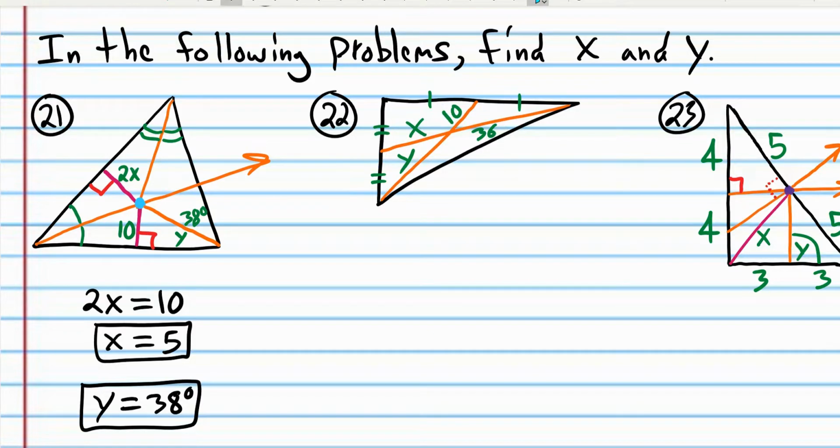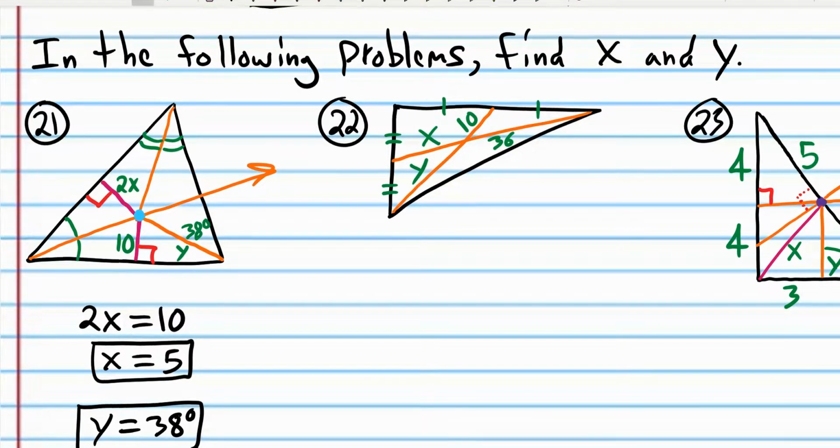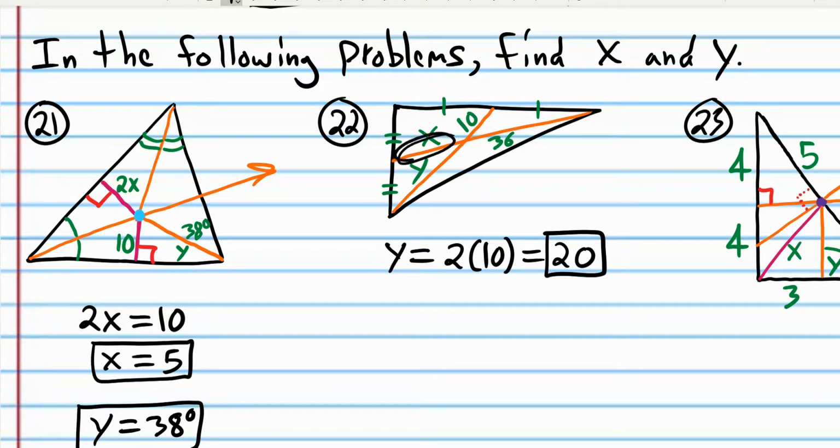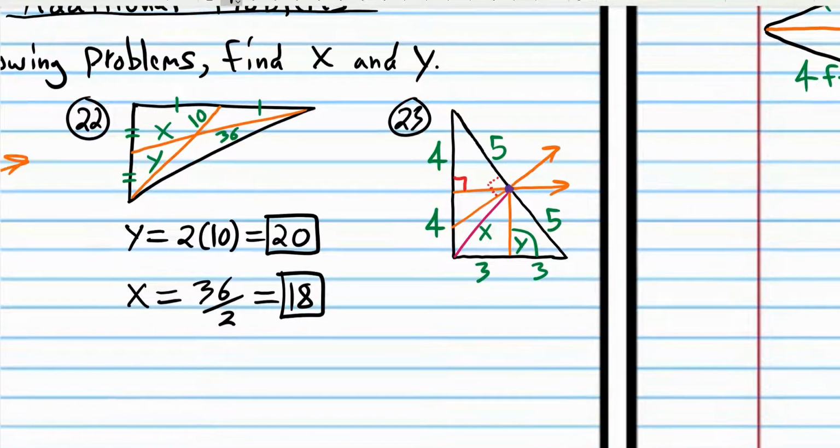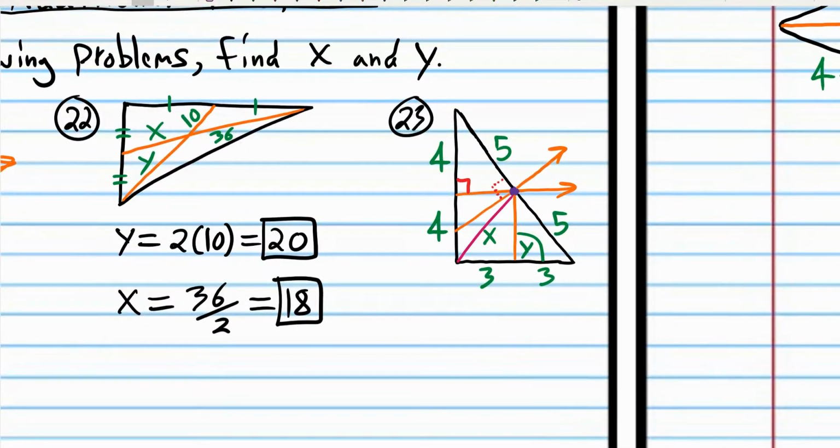So we're going to use the Centroid Theorem. This length is 10, so this length must be 2 times 10. That's just what the Centroid Theorem tells us. So y is equal to 2 times 10, which is equal to 20. And this length is half of this length. Or you might be able to say this length is 2 times x, however you want to say it. So x is equal to 36 divided by 2, which is 18. So again, these problems are pretty easy.